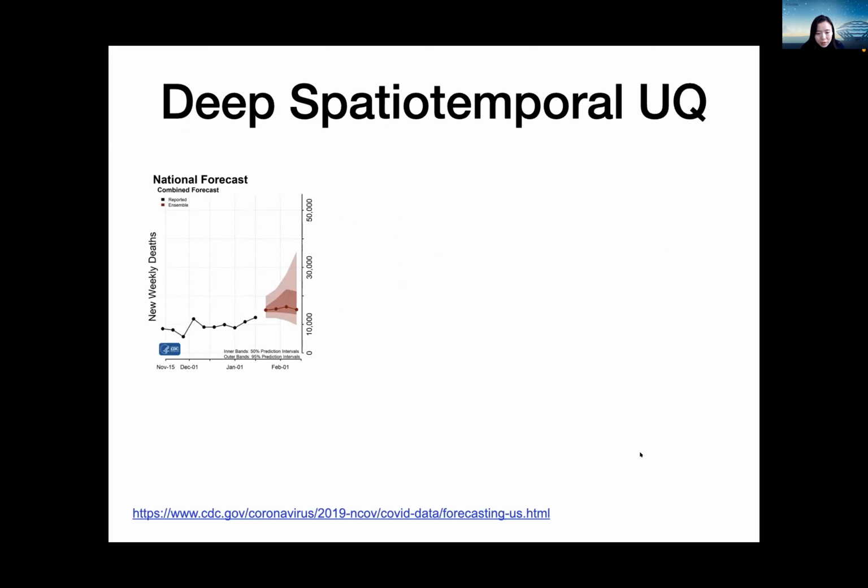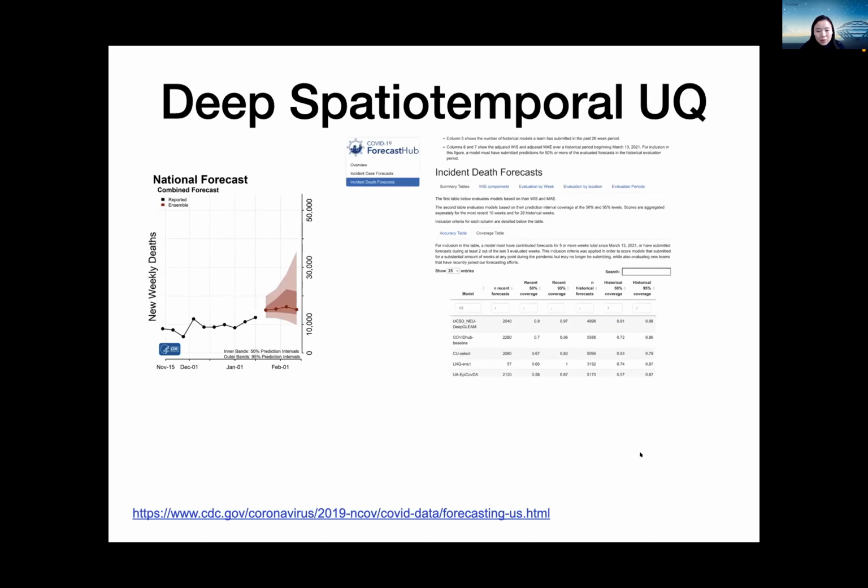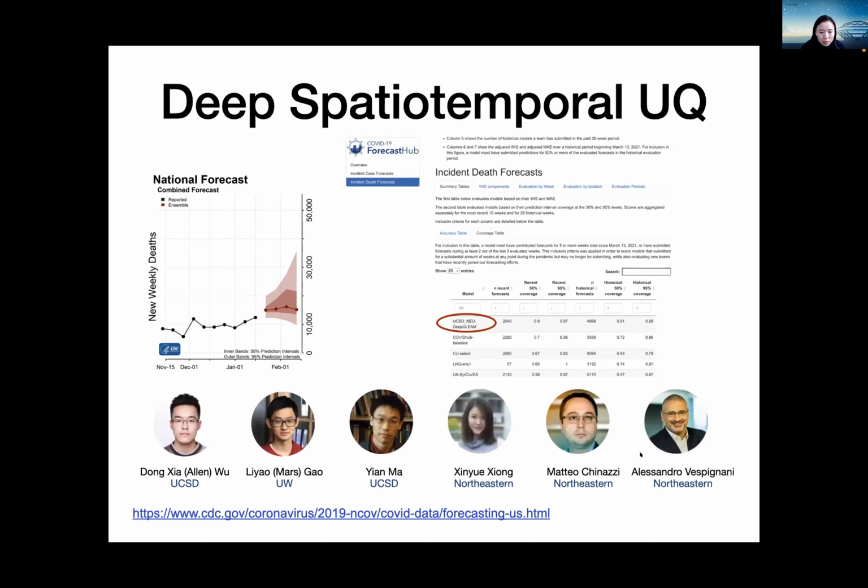I will begin by discussing our recent effort in forecasting COVID-19 mortality rates. This is a screenshot from the CDC website today. It shows the new weekly deaths over different weeks, and this is generating a 4-week-ahead forecast using a combined forecast of about 30-ish models. Our model is one of them. This is a ranking of the models in terms of uncertainty quantification, and you can see that among all the 30 teams, our model, the UCSD NU DeepGLEAM model, which I will talk about next, achieves the best performance in terms of uncertainty quantification. This is joint work with my PhD student Alan, our collaborators at the Halicioglu Data Science Institute, and our collaborators from Northeastern who are experts in computational epidemiology.